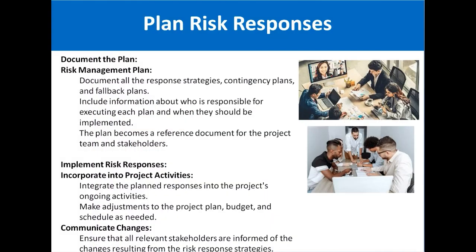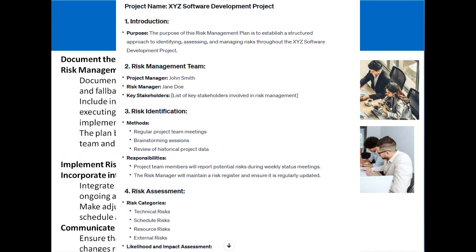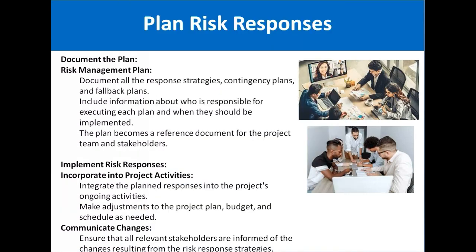Then document plan. First one is the risk management plan. That means document all the response strategies, contingency plans, and fallback plans properly in some document. You can use Microsoft Word for that purpose. Include information about who is responsible for executing each plan and why they should be implemented. The plan becomes a reference document for the project team and the stakeholders. So you should have a proper plan. You can use Microsoft Excel or Microsoft Word to document a risk management plan.